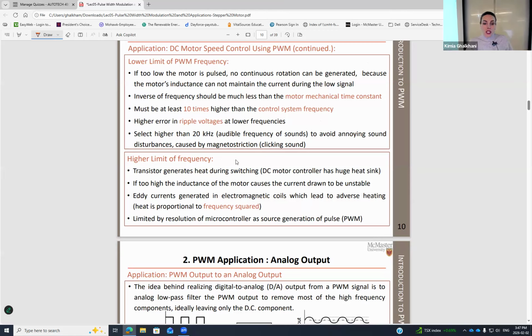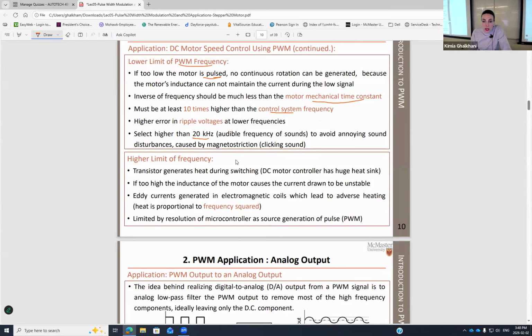For example, look at the audio frequency. If you have a low-speed motor, look at the pulse. Look at all of this information that is there. Look at the lower limit and higher limit for handling PWM frequency. This is super important. So when you purchase it, make sure in the data sheet you can see the mechanical time constant. That's super important.